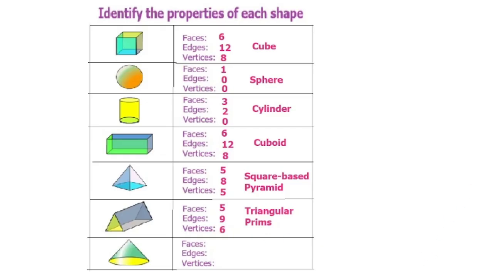And we have one more shape, the cone. So the cone has 2 faces, the bottom and just the whole body here. It has one edge, which is just the bottom here, and it has one vertice, which is this top corner here. And that's the cone.